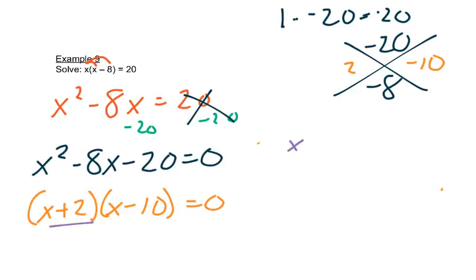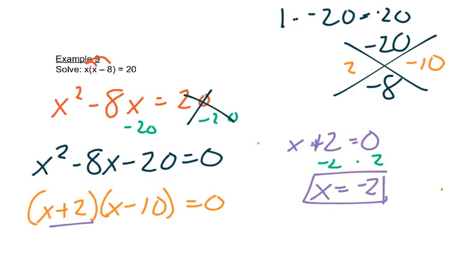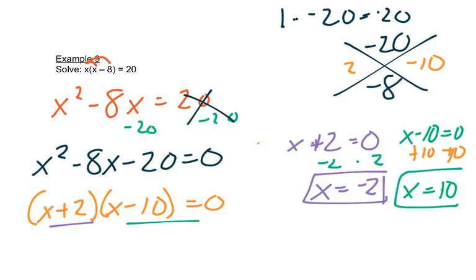Start with the x plus 2 equals 0. Subtract 2 from both sides. That gives me x equals negative 2 as my first answer. Then if I do the x minus 10 equals 0, I'll add 10 to both sides, and that leaves me with x equals 10 as my second answer.